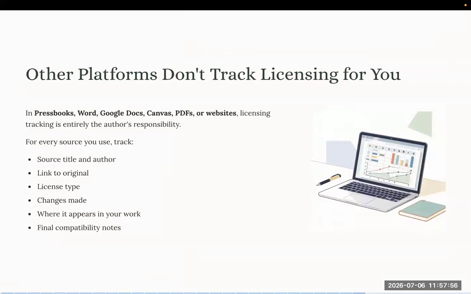Other platforms don't track the licensing for you, so please be very, very careful and understand that you are responsible for that. Make sure that you are tracking what the sources are, what you're linking out to, what changes you made, where it appears in your work, and any final compatibility notes.